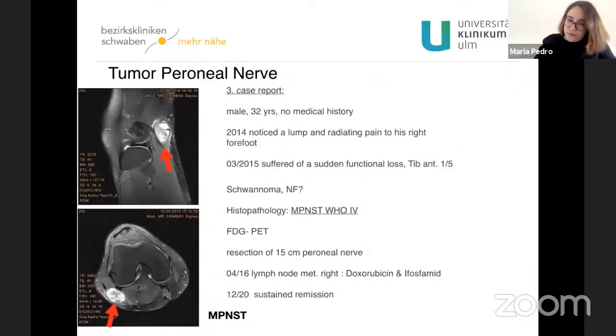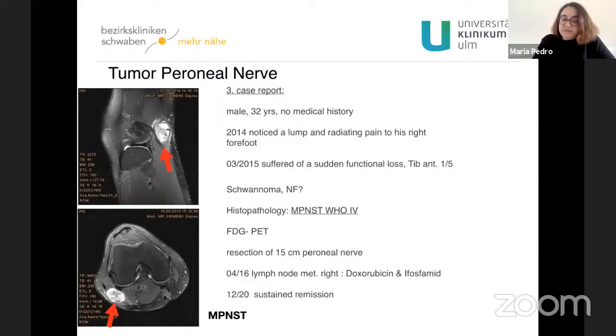Coming up to peripheral nerve tumors, again another case, 32 years, male, completely healthy. In 2014, he noticed a simple lump, nothing more, a little bit radiating. He did not go to the doctor. Then 1 year later, a sudden deterioration of his function. He really had only 1 out of 5 for the tibialis anterior. And I thought after this MRI, okay, this is a schwannoma, probably a neurofibroma. Went for surgery. It was, for me, kind of normal. I was thinking intraoperatively of a schwannoma too, but later on I was wrong.